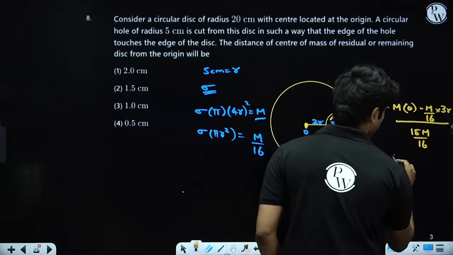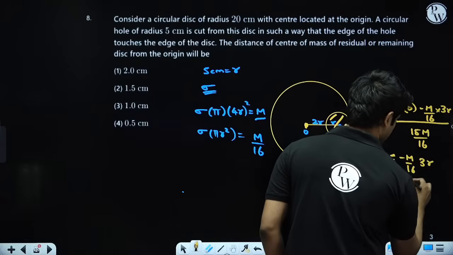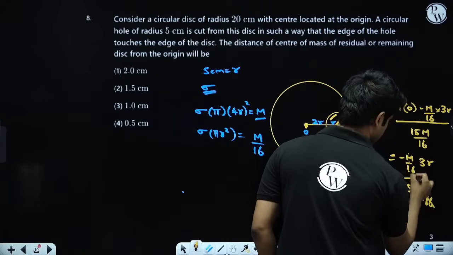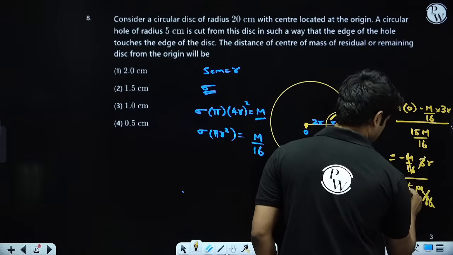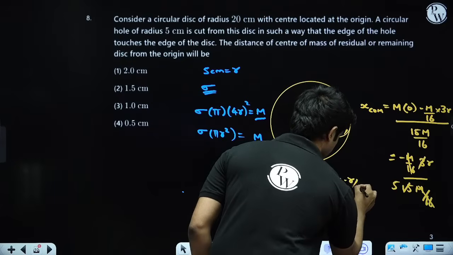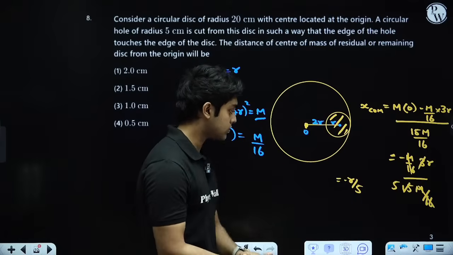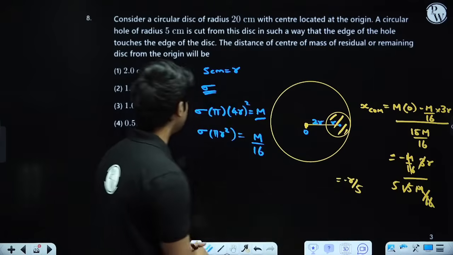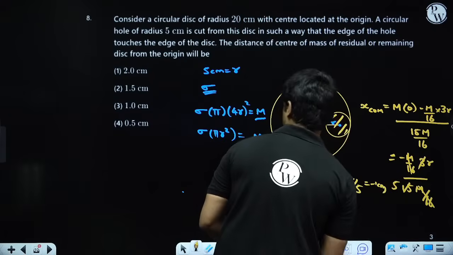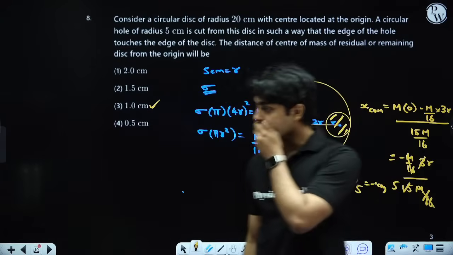Right, so now it is going to be minus m by 16 into 3r divided by 15 m by 16. So the m by 16 cancels off, 3 and 15 cancel off, and we get minus r by 5 as the answer. So which means from the origin, the center of mass is to the left by a distance of r by 5. R was 5 centimeters, so this will be minus 1 centimeter. Okay, so option 3 will be the answer.